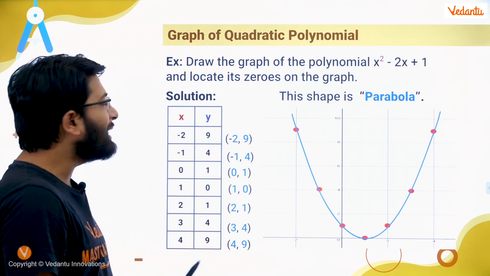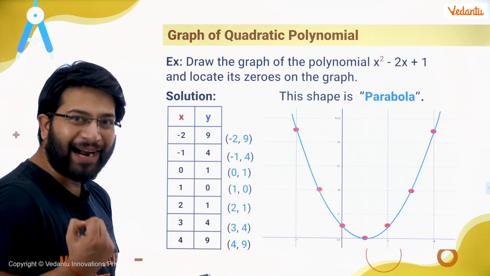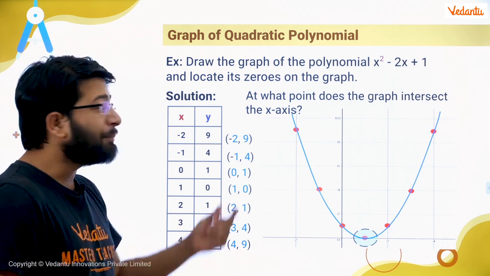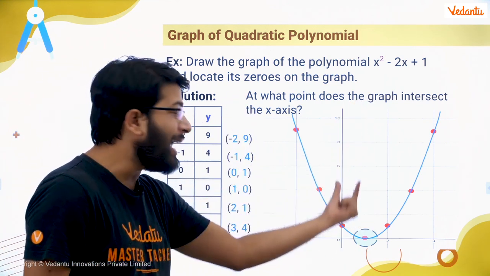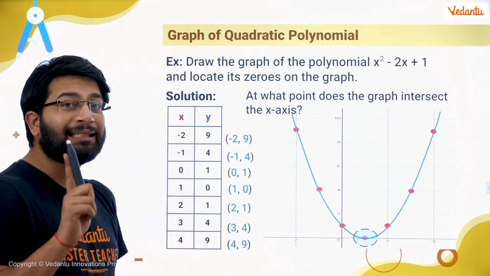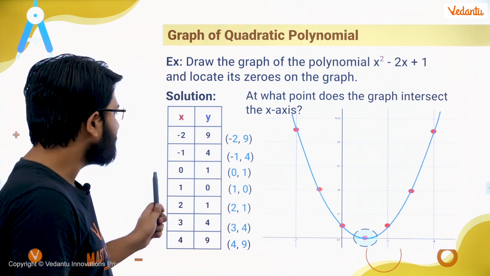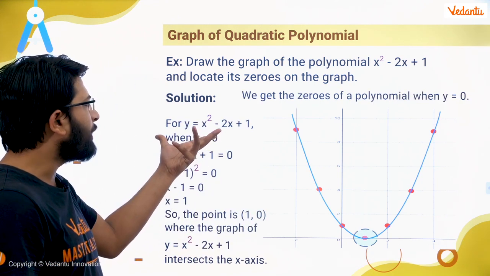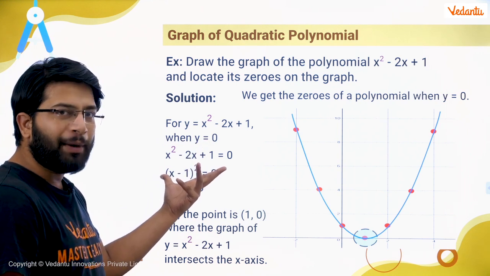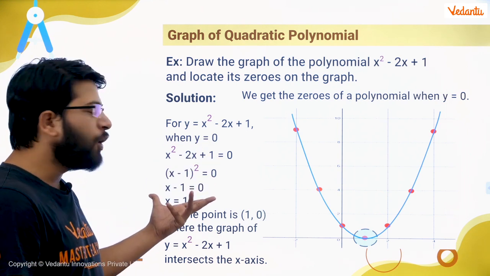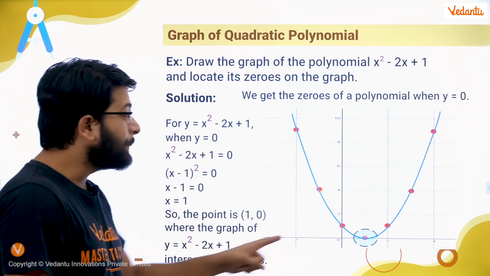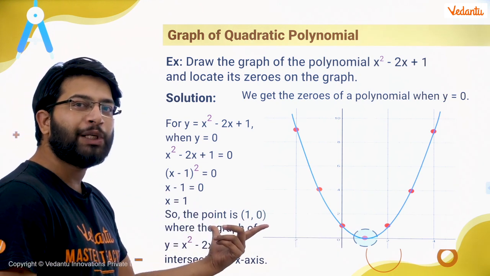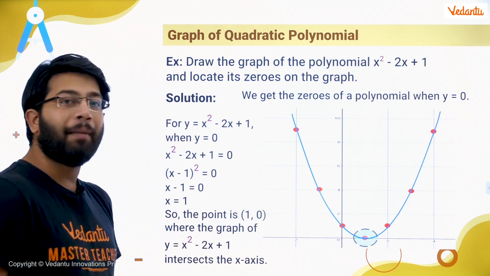Now, how to locate its zeros? So first of all, we have to find the zeros of this quadratic polynomial, right? Now we know that my graph intersects the x-axis only at its zeros, right, champ? So now, champ, how to find the zeros? Simply put the polynomial equal to 0. We can find the value of x equal to 1. So now this point is representing x equal to 1 and y equal to 0. That means (1, 0).